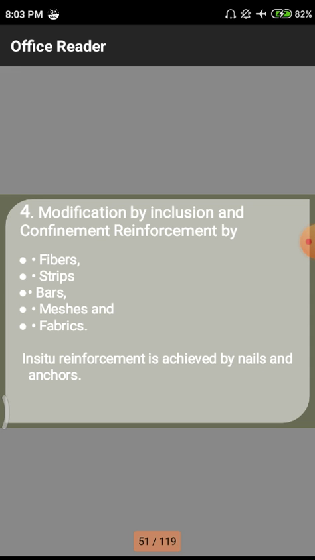Next one we are having meshes. Normally these meshes are used in buildings for small-scale structures like mesh doors and others. That means after the construction of the building, small repairs and others occur in particular buildings. So by using these meshes, they have to use some kind of repair techniques. Next one we are having fabrics.